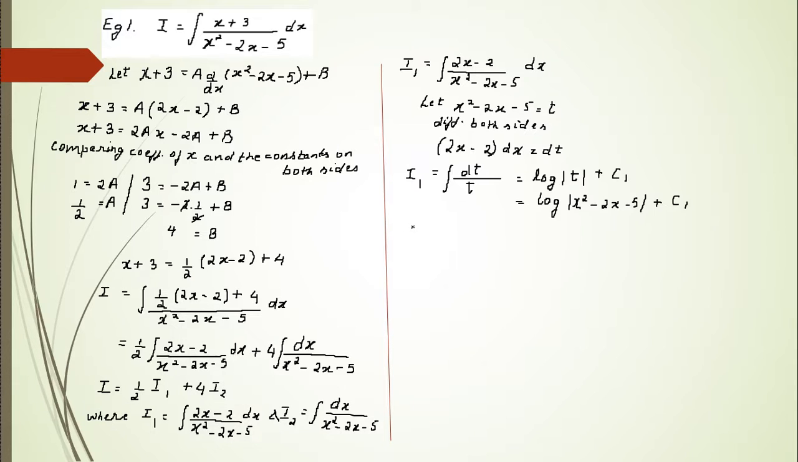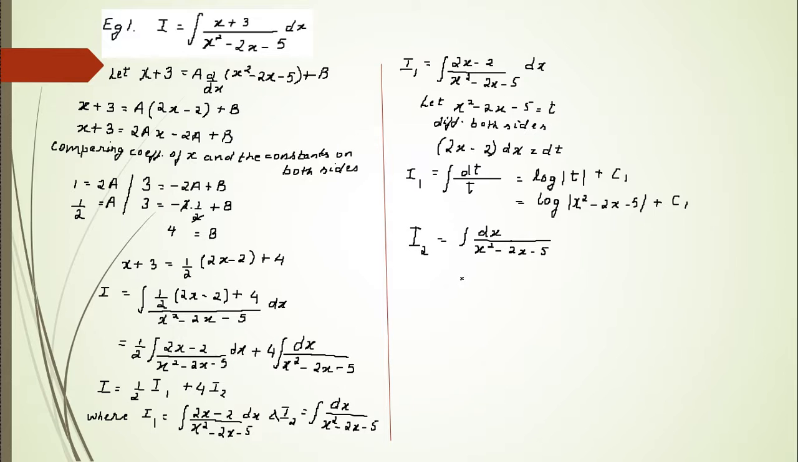I2 is equal to integral of dx by x square minus 2x minus 5, right? Now as we learned in the last class, the first step is to see that the coefficient of x square is equal to 1. So here it is equal to 1, so we can directly go to the next step.